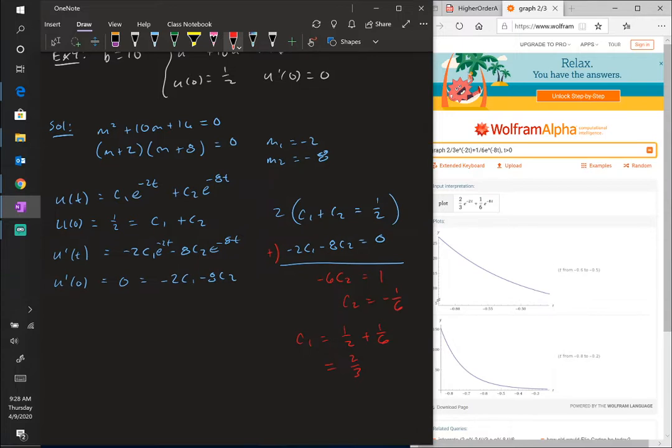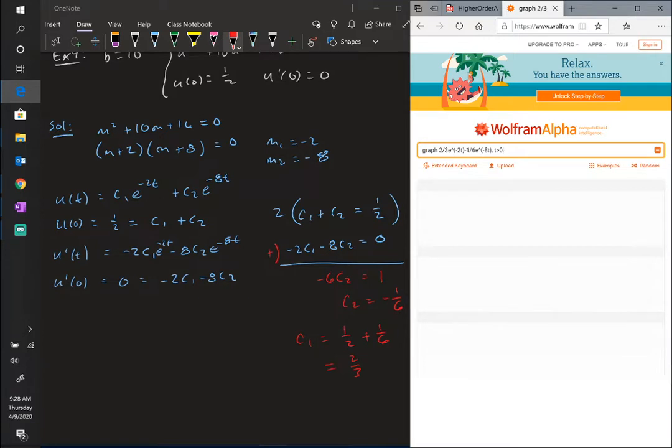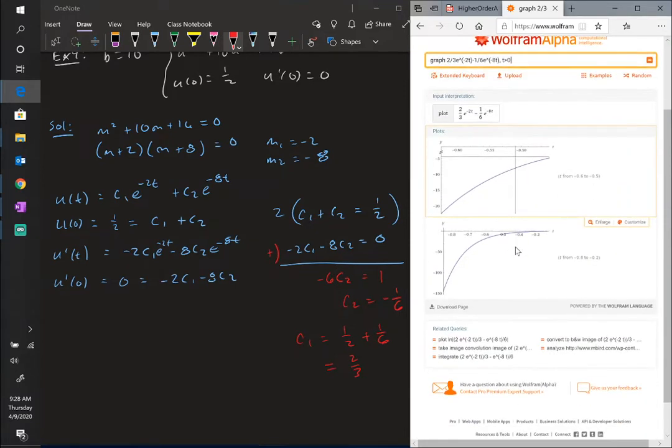And for some reason that graph just didn't look right to me, because the displacement should start at a positive value. So 2/3 minus 1/6 e^(-8t). Oh yeah, that's because it's starting at negative t values in this picture up here. So graph for t greater than 0.